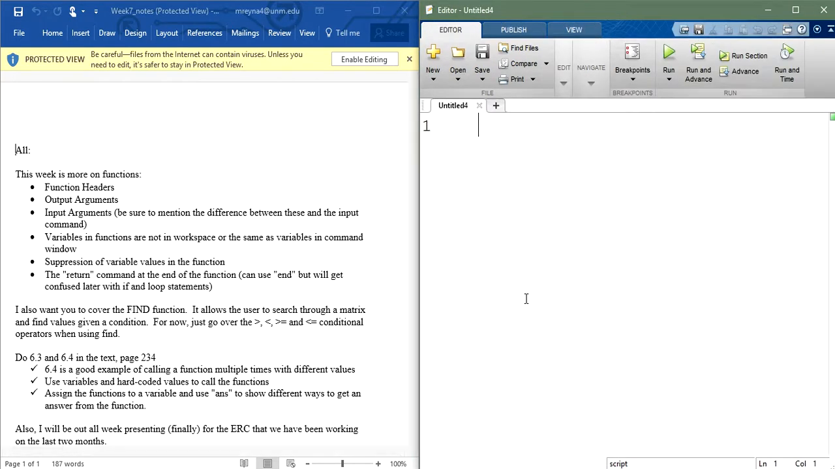So first let's talk about function header. Function header always has the word function followed by two brackets and the function name and two input arguments. These are the input arguments, and inside here would be the output arguments.